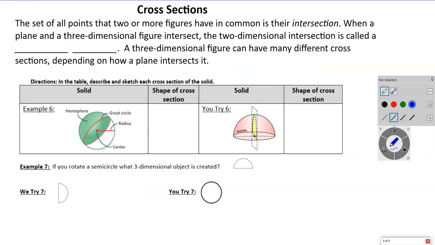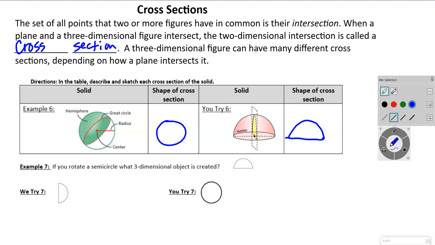All right, so the set of all points that 2 or more figures have in common is their intersection. When a plane and a 3-dimensional figure intersect, the 2-dimensional intersection is called a cross section. A 3-dimensional figure can have a lot of different cross sections depending on how the plane intersects it. So for this first one, if we intersect this where that red line is, you guys see a circle? I do too. And when you cut a hemisphere in half, don't you get a semicircle?